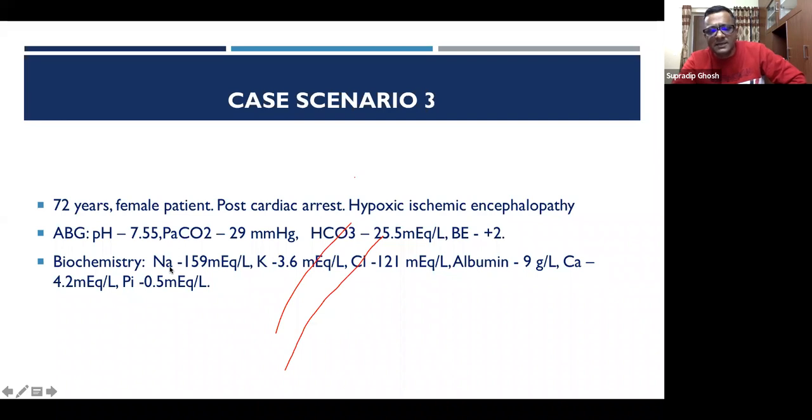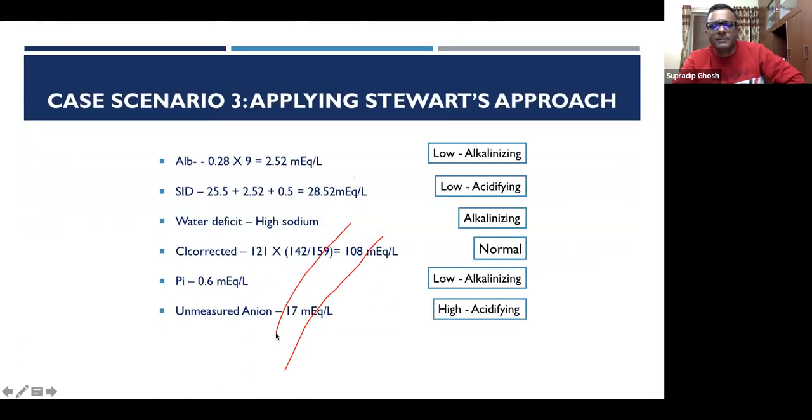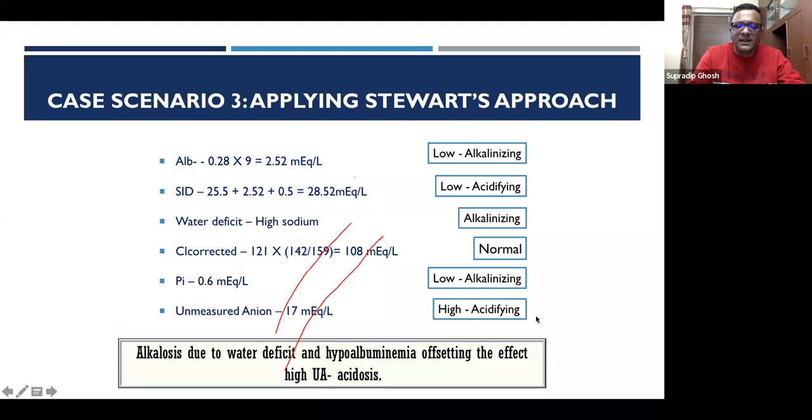So from Stewart, we can easily say sodium is high, so there is a metabolic alkalosis. Chloride is high, there is a metabolic acidosis. Albumin is 0.9, so there is a metabolic alkalosis, and so on and so forth. If you want to calculate, these are the formulae applied. Again, I'm not very fond of calculation. If I wanted to calculate, I wouldn't have become a doctor. So you can easily find out these according to the Fencl and Leith formula. I'll share the formulae with you if you insist. And finally, it is an alkalosis due to water deficit and hypoalbuminemia, which is offsetting the effect of high anion gap, high unmeasured anion acidosis. So this is how you can calculate the case.